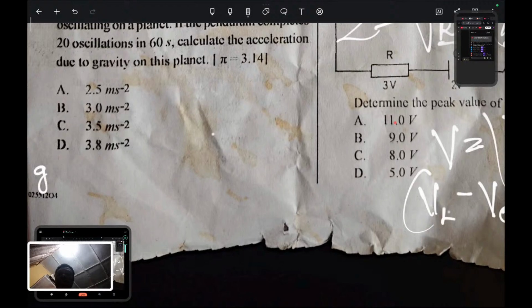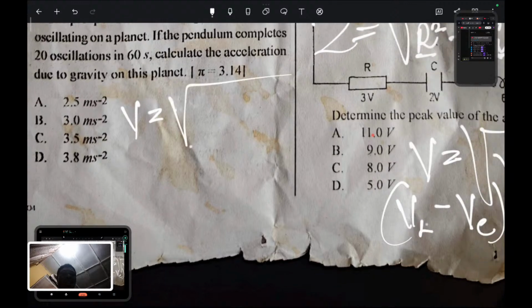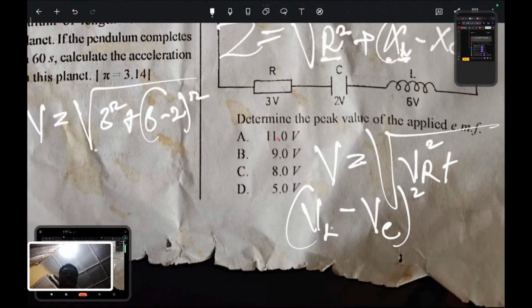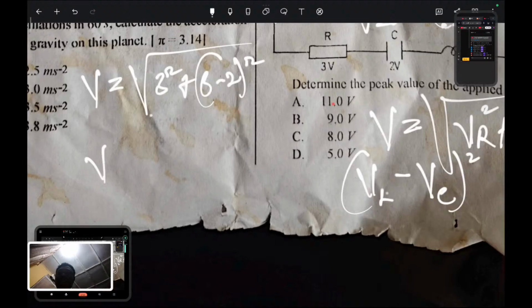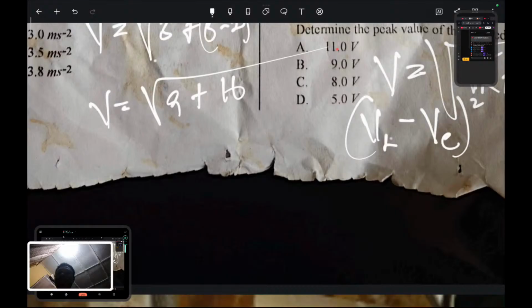So let's substitute quickly so that we have V equals what? Square root of 3 squared, plus, open bracket, 6 minus 2, squared. Yes or no? So that our V will now equal square root of what? 3 squared is 9. 6 minus 2 will give us 4. 4 squared will give us 16. So 9 plus 16 will give us 25. V equals square root of 25, and our final answer is 5 volts.